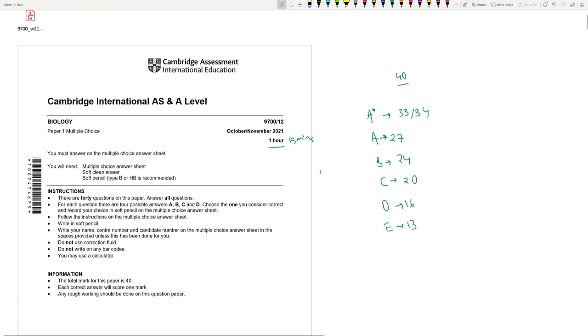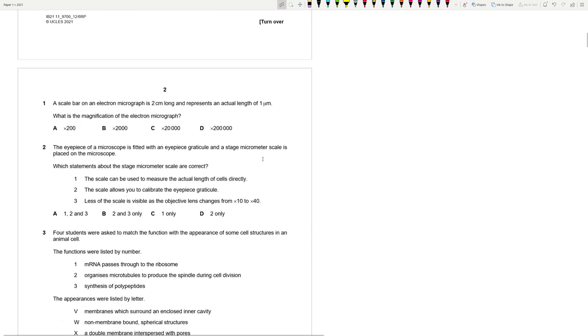The 90th percentile. Starting from 1. A scale bar on an electron micrograph is 2 centimeters long and represents an actual length of 1 micrometer. So we know how to do this. Magnification is equal to image length by actual length. So magnification is equal to image, right? 2 centimeters. 2 into 10 to the power minus 2 divided by the actual length, which is 1 into 10 power minus 6. Micro is 10 to the power minus 6. So 2 into 10 power minus 2 divided by 1 into 10 power minus 6. That gives us a value of 20k.